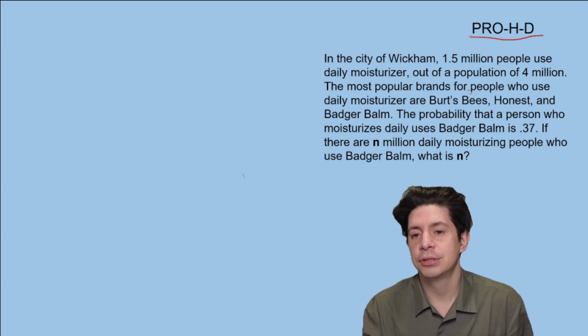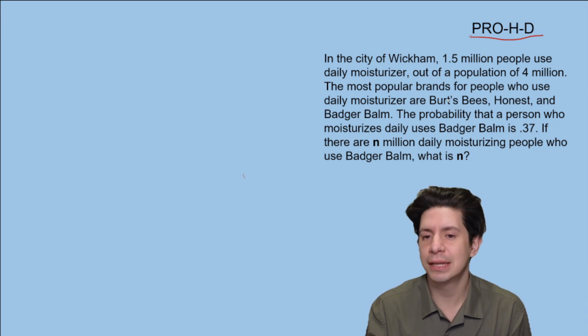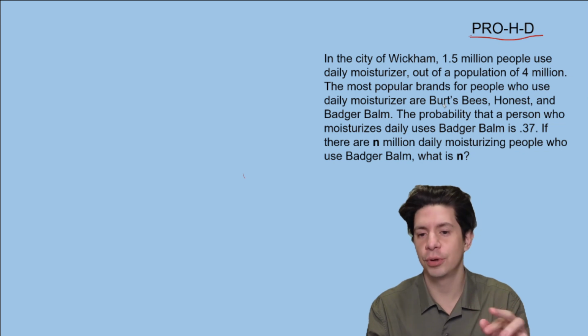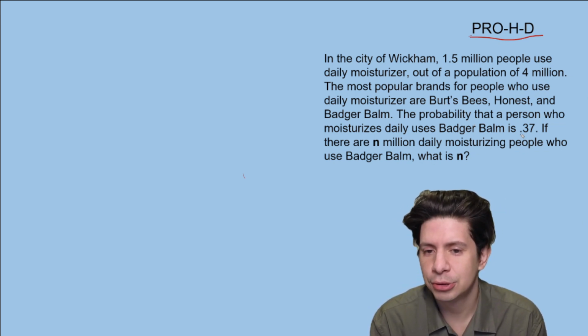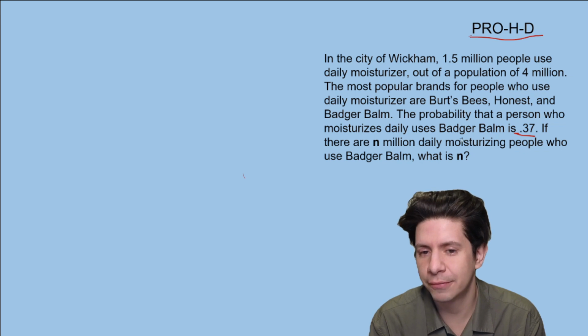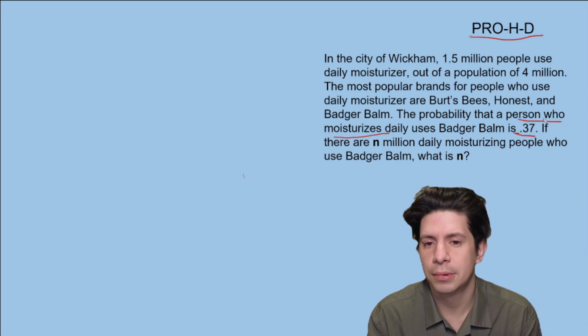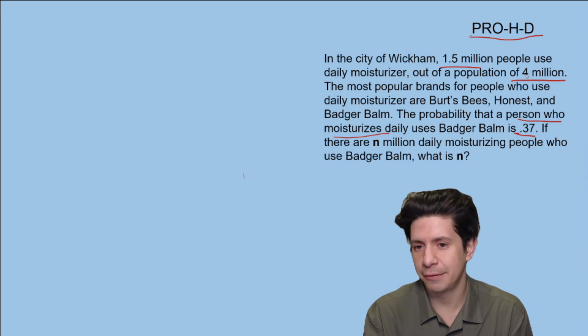Okay, so in this type of question, it is about knowing that there's extraneous information, there are multiple probabilities going on, or numbers at least, and you have to know which ones to categorize them with. So this is the type you'll see on the SAT. So we have a probability of 0.37 for Badger Balm. Now, how many people moisturize? What's this group out of? It's the people who moisturize daily, so that is only the 1.5 million people, not the 4 million people. That's where people would mess up, is they do it off of this one.